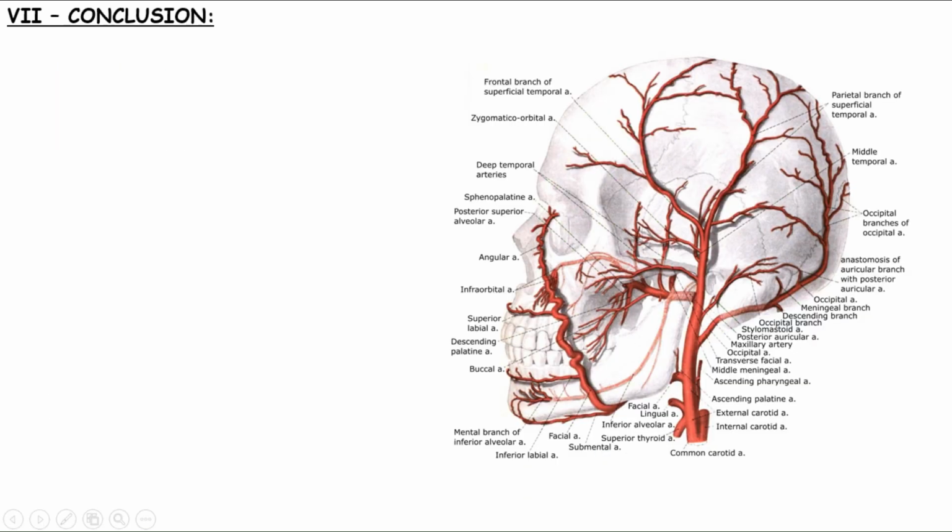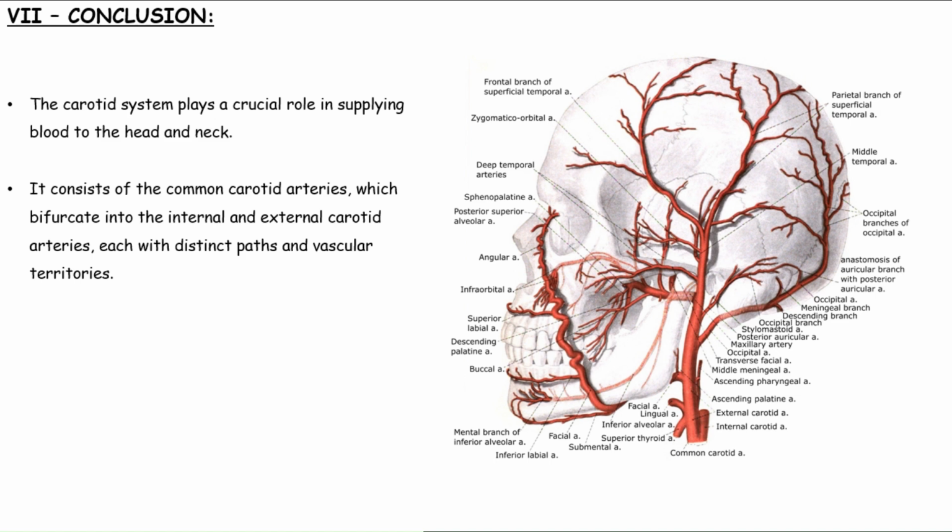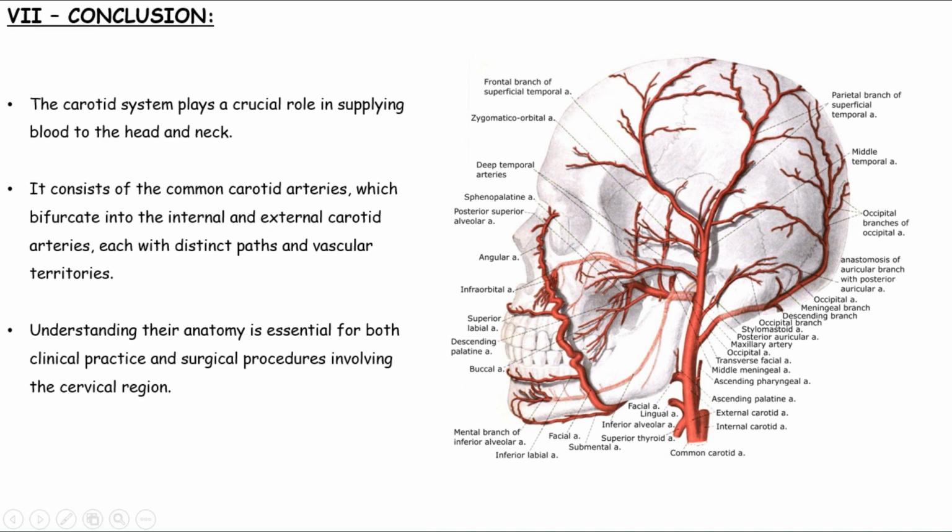To conclude, the carotid system plays a crucial role in supplying blood to the head and neck. It consists of the common carotid arteries, which bifurcate into the internal and external carotid arteries, each with distinct paths and vascular territories. Understanding their anatomy is essential for both clinical practice and surgical procedures involving the cervical region.